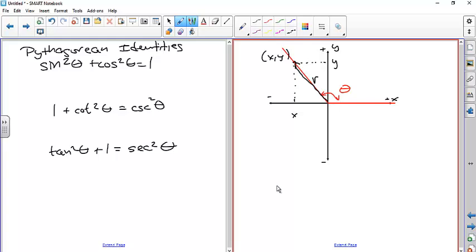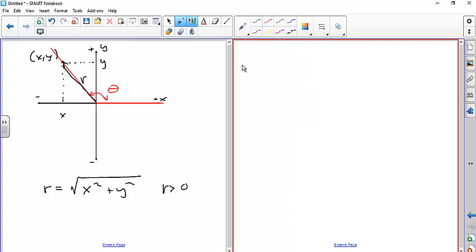So the first thing is r in terms of x and y is just, again, using the Pythagorean theorem. And r is always going to be greater than 0, because if you square something, it becomes positive, and then you take the square root of it so it stays positive. So r is always greater than 0, no matter which quadrant you're in. And then the definitions are that the sine of theta is y over r, the cosine of theta is x over r, the tangent of theta is y over x, where x cannot equal 0.